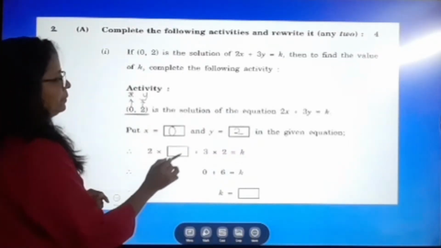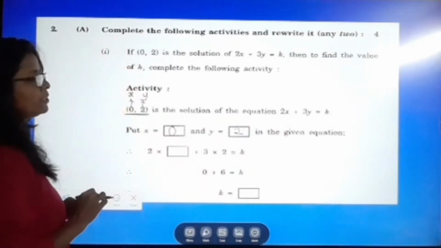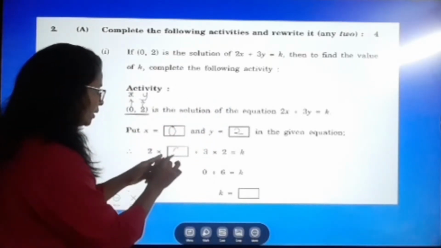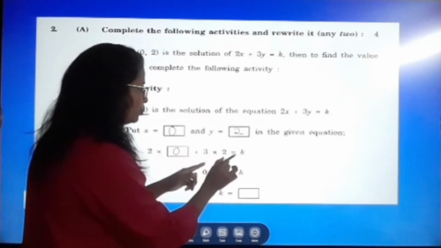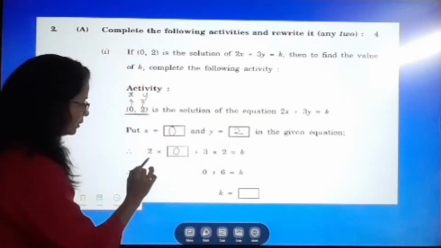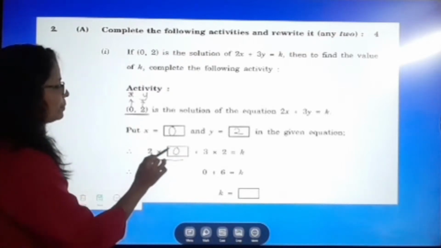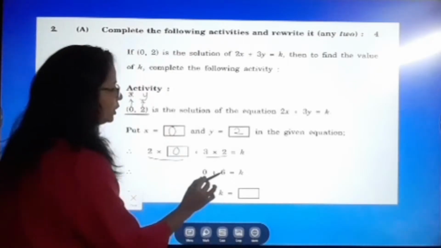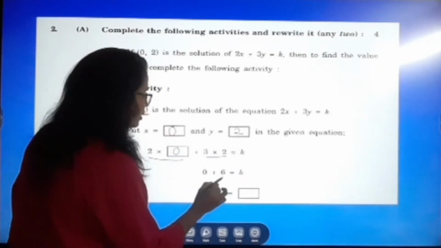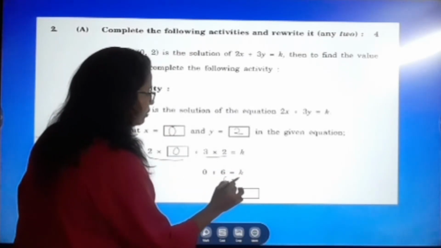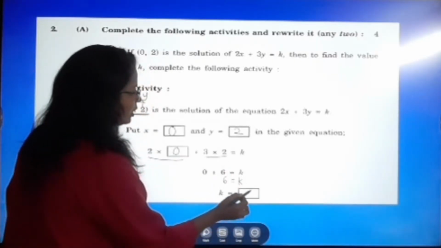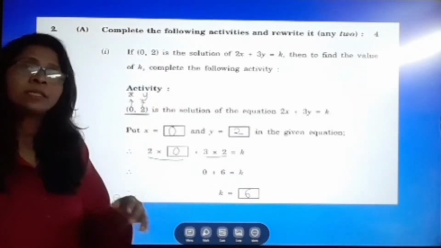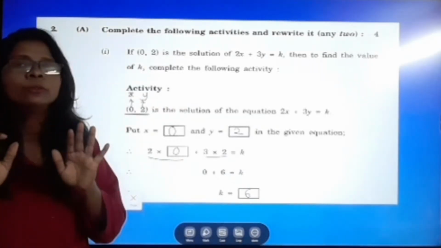Then take the equation 2x plus 3y is equal to k. Then 2 multiplied by 0 plus 3 multiplied by 2 is equal to k. So 2 multiplied by 0 means 0, plus the product of 3 and 2, which is 6, is equal to k. So the next step will be 6 is equal to k. That means k is equal to 6. Okay, students, in such a way. Do not write extra steps of your own.